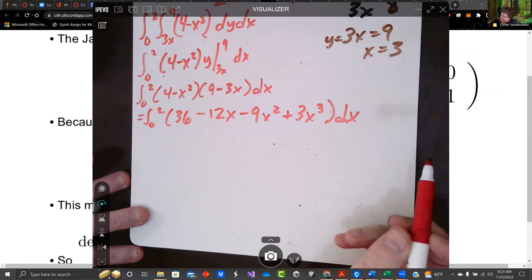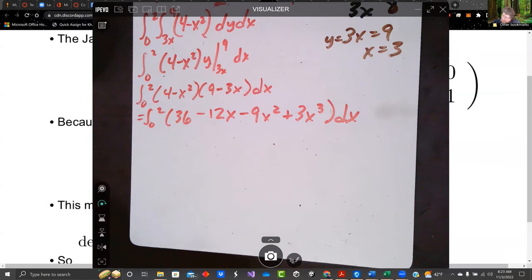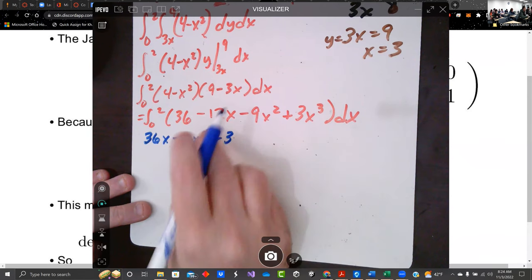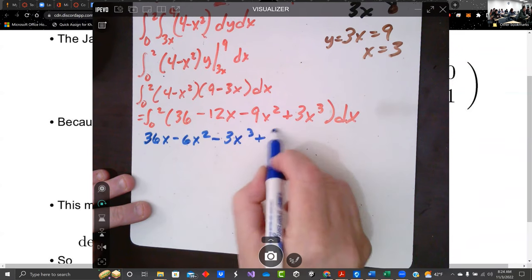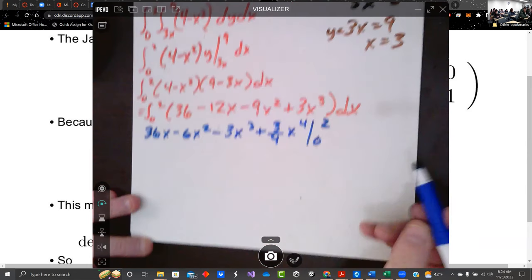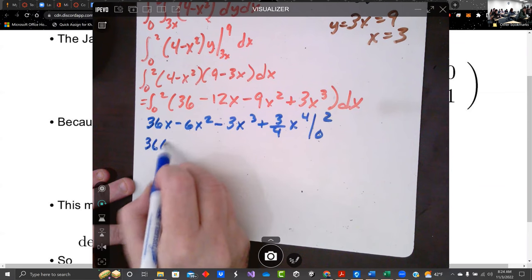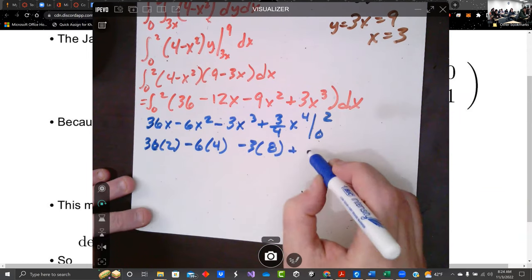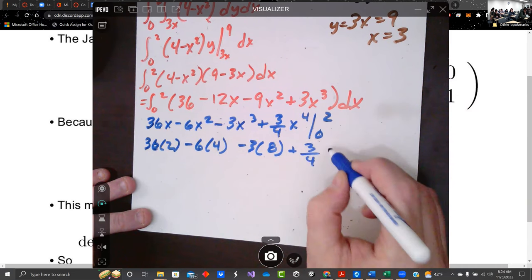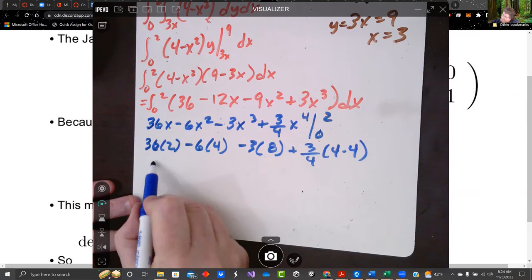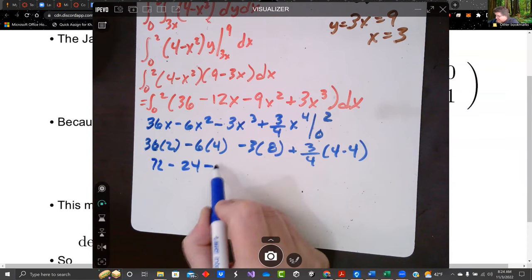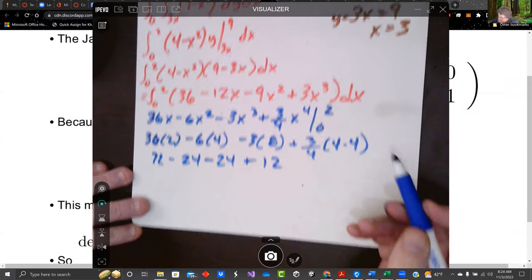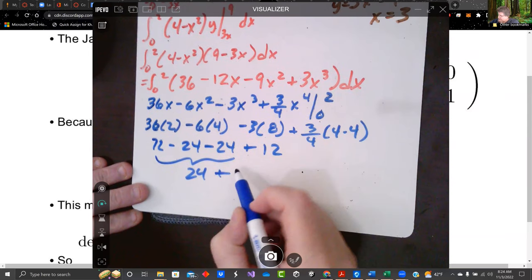Are we good so far? I see what you're going at. This is probably want to start with dy instead of dx, because if I start with dy, after z, you're doing x. Because this is what I got. Let's just skip this. I've got 72 minus 24 minus 24 plus 12. So this is 24. 24 plus 12 is 36.